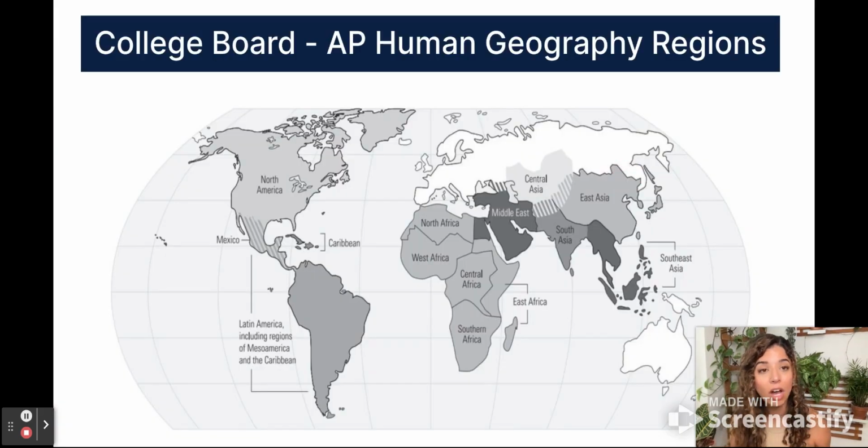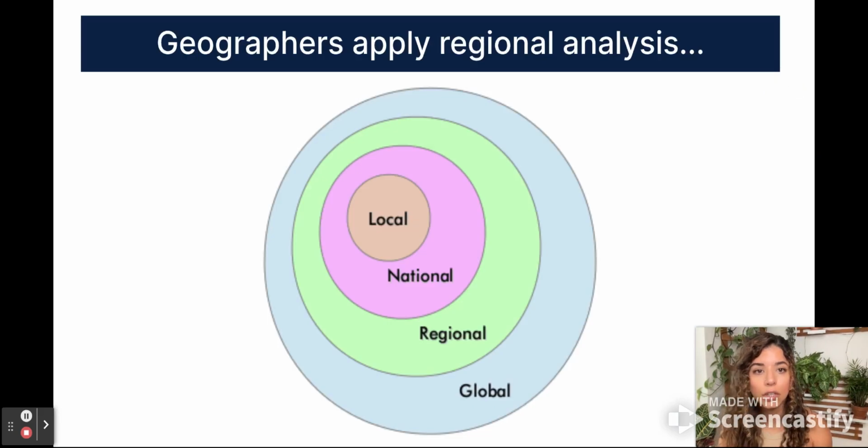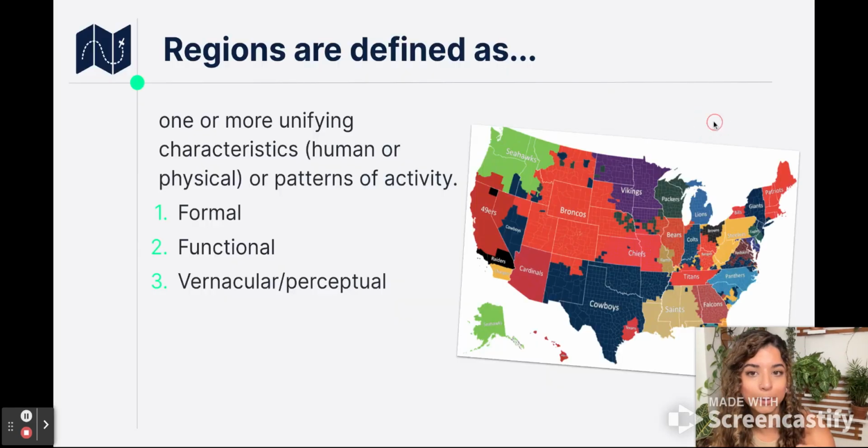These are the regions that you all need to know for the AP exam. Hopefully you know at least some of these. In general, this is what you will see in reference on some questions or in some of the answer choices. Again, coming back to scales of analysis, here we have local at the smallest scale, then going to national, regional, and then all the way up to global.